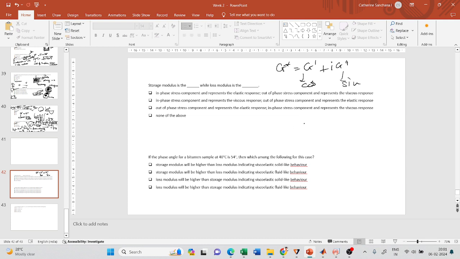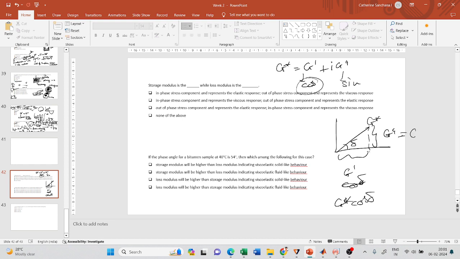So this cos means, it is actually like this. If this is my G prime and this is my delta, which is my phase lag, so this will represent the in-phase component, cos. So it is nothing but G star cos delta, and this will represent the out of phase component, which is G star sine delta.